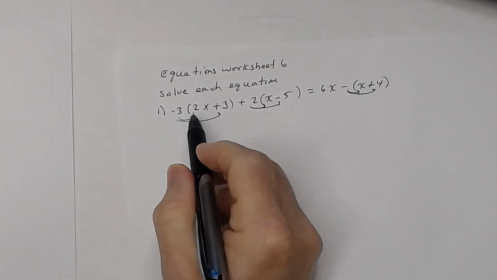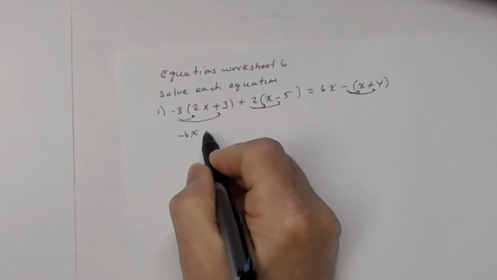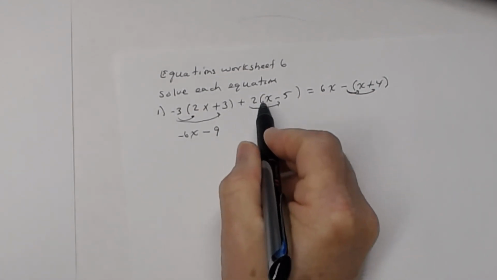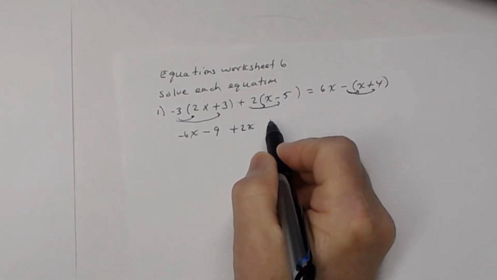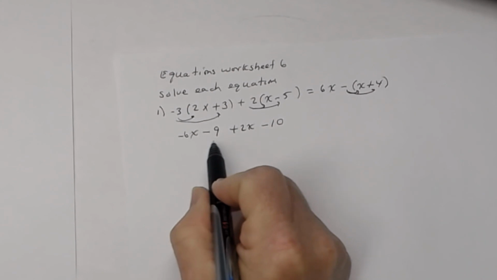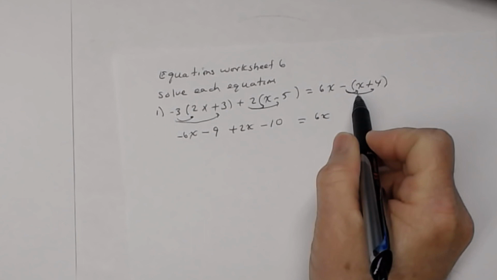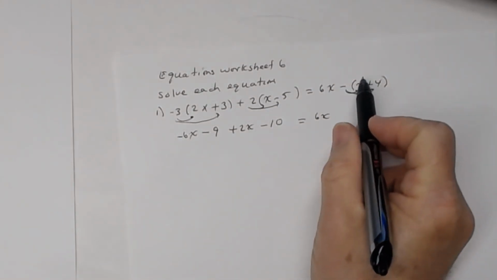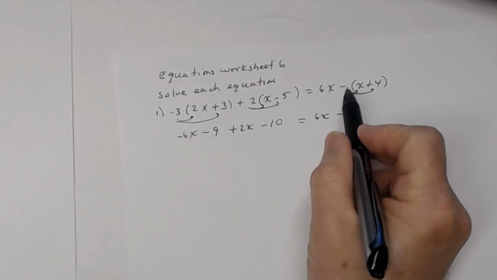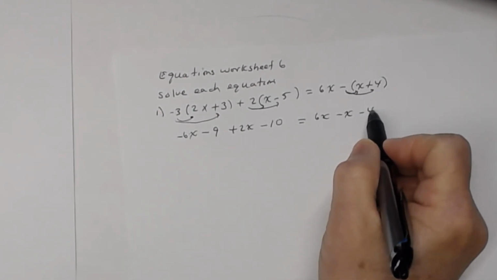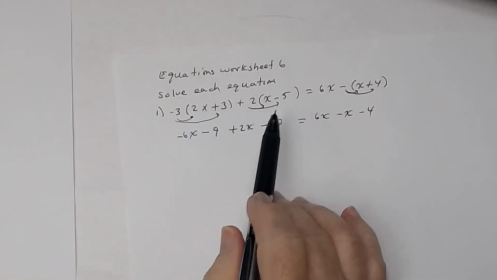All right, so negative 3 times 2x is a negative 6x using the distributive property. Negative 3 times a positive 3 is a negative 9. A positive 2 times x is a positive 2x. A positive 2 times a negative 5 is a negative 10. So look how I wrote this. Equal 6x, and then let's get rid of this set of parentheses. The opposite of x, or x times a negative 1, is a negative x. And the opposite of 4, or 4 times a negative 1, is a negative 4. So a first step was to use the distributive property to get rid of those parentheses.